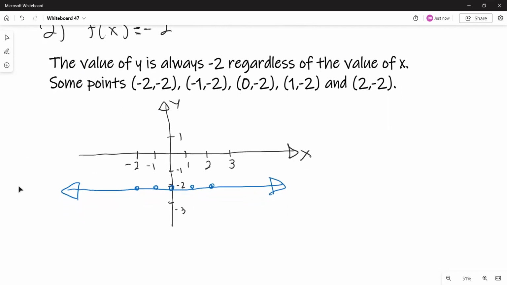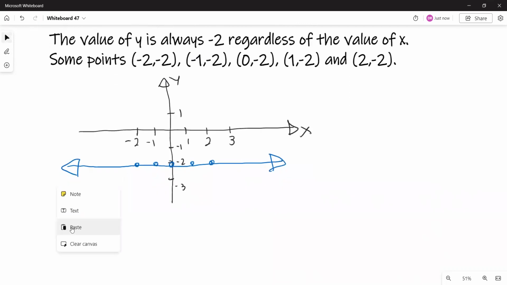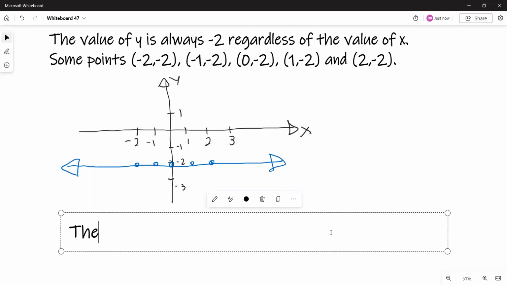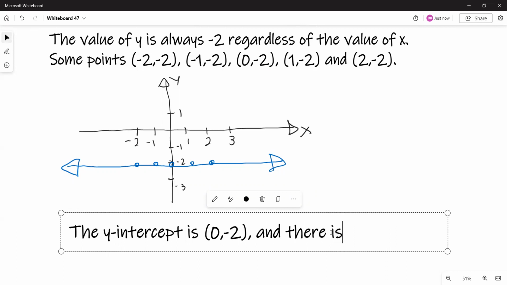And this one in particular, the x-intercept is... not the x-intercept. Actually, there is no x-intercept. The y-intercept is (0, -2). And there is no x-intercept. So that's a horizontal line that is never going to cross the x-axis. So there is no x-intercept.